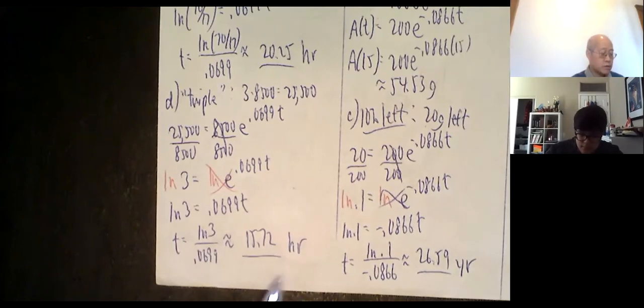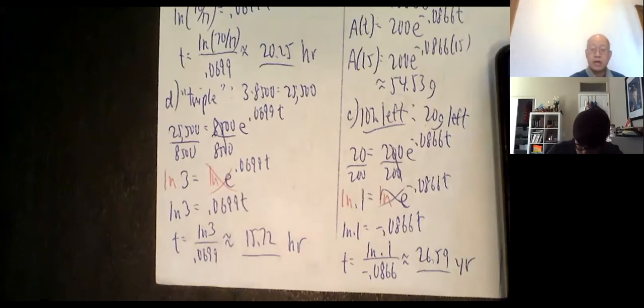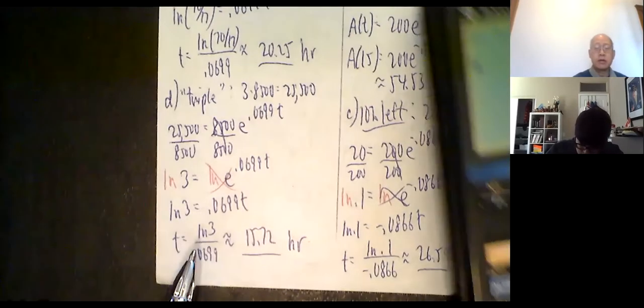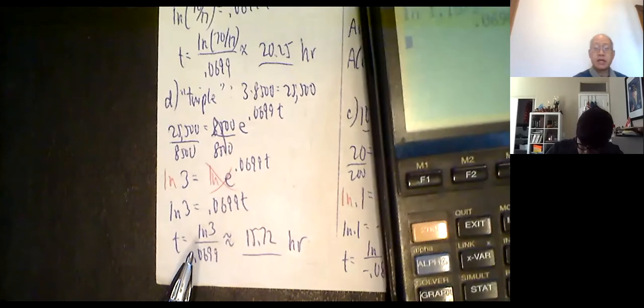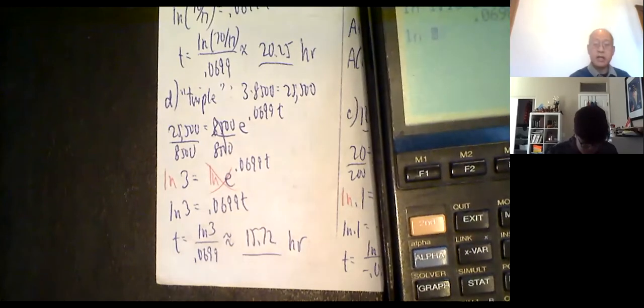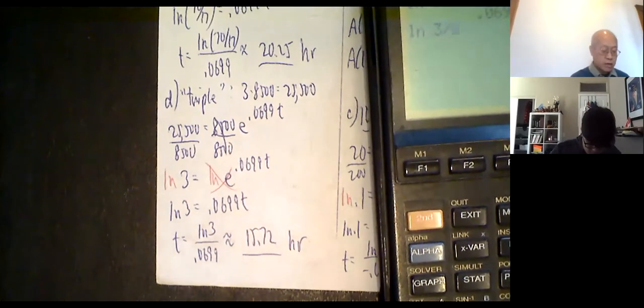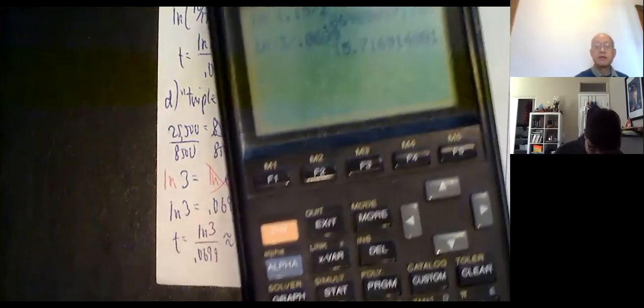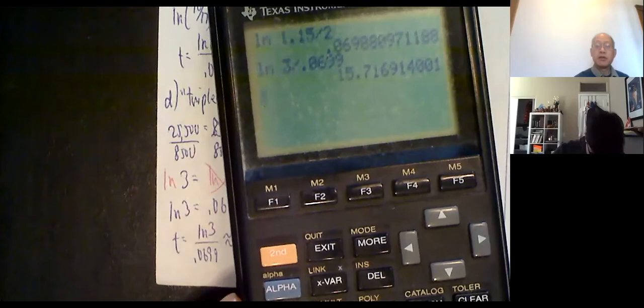So 15.72 hours. I'll just mention something quickly on the calculator, just to rehash that concept. On my calculator, ln 3 divided by 0.0699 gives 15.71, so 72 rounded off.